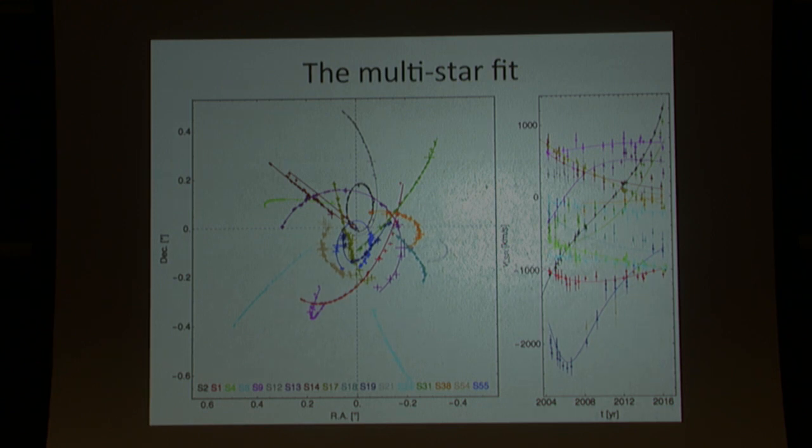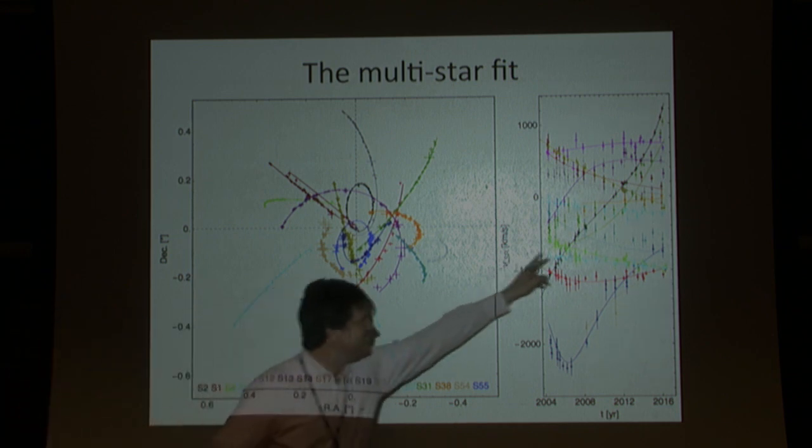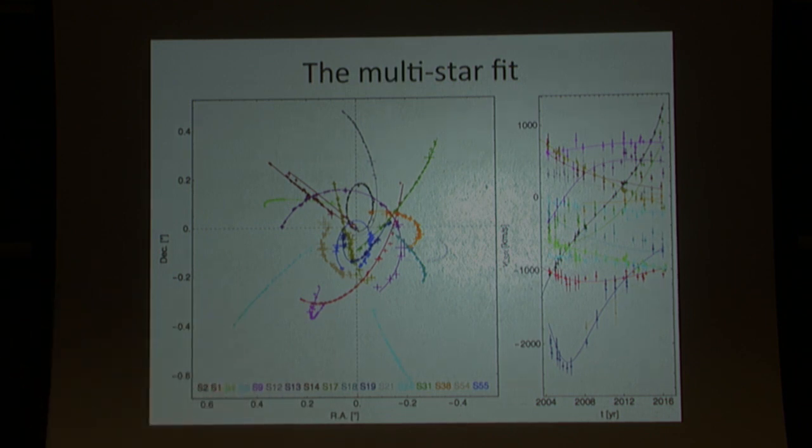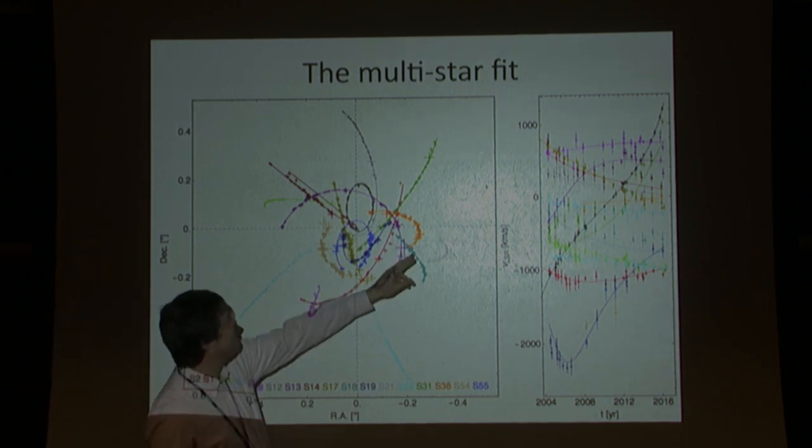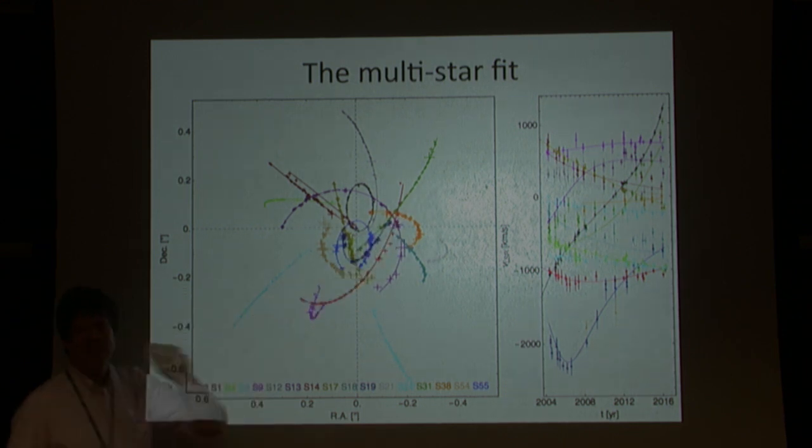Which one, S31 or what? No, this is not S31. It looks like S18. S08 is this one. So I think that star must be S08, right? Right. S31 is the one coming in from the top, right? The green one, I think in ours is S08.